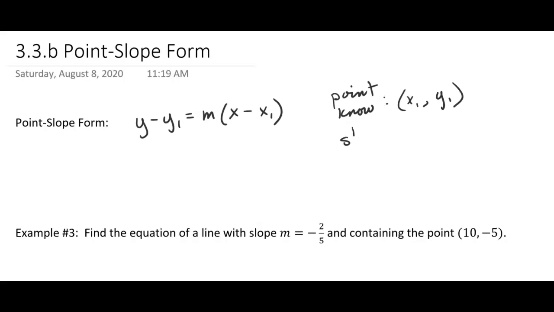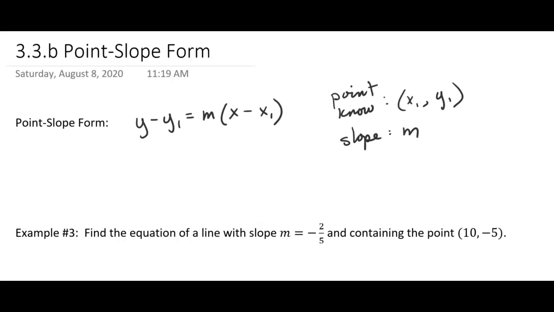And then they're also going to have to give you enough information to find the slope. Okay? The other x and y in the formula, that's part of the equation. So remember, our linear equations are in terms of x and y. So we expect to have the x and y in the equation.